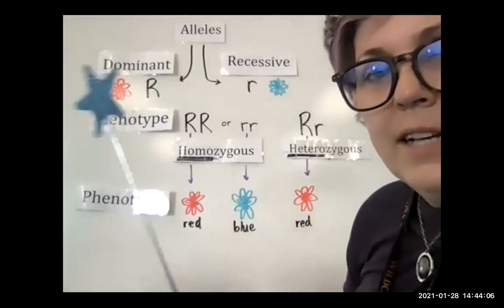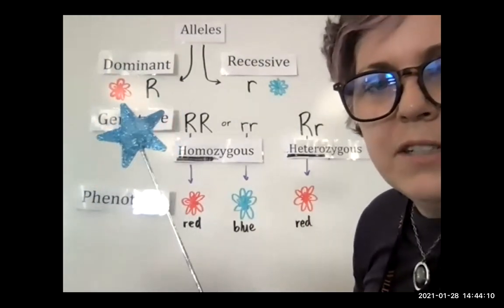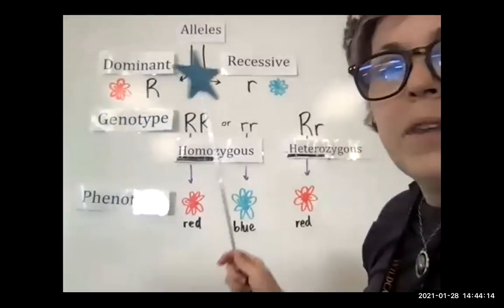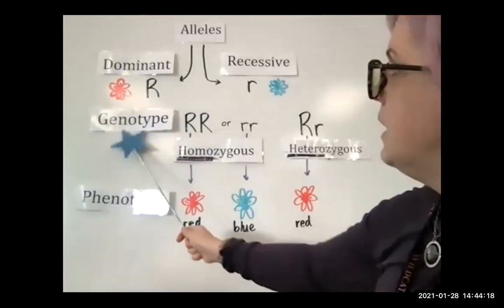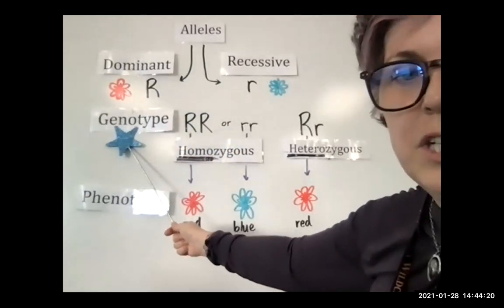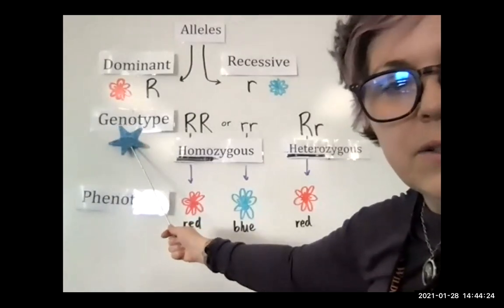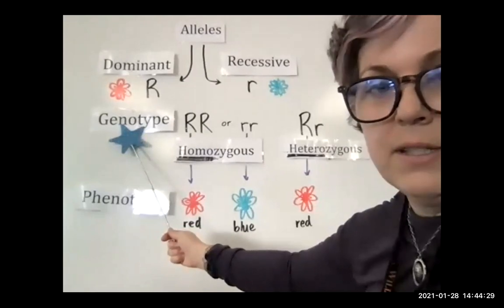Now, everybody has 2 alleles for every trait. I know you guys don't have the gene for flower color because you're not flowers, but everybody has 2, one from their mom and one from their dad. So the next vocab word is genotype. So a genotype is what alleles do you have? Which ones did you get from your parents?